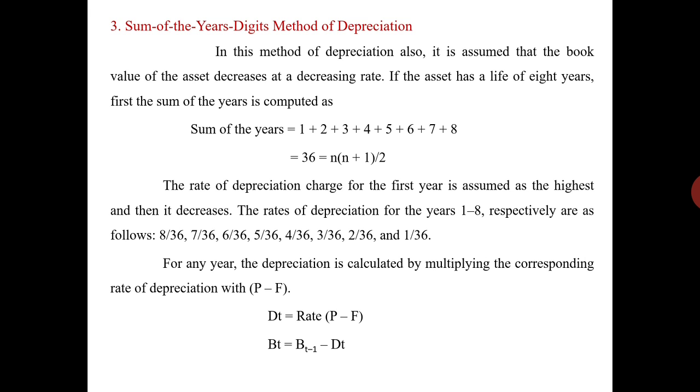The formula for the sum of year digit method is shown in the slide. dt equal to rate into p minus f. Rate is the rate of depreciation that is mentioned in the middle of the slide. The rate of depreciation for the years 1 to 8 respectively is as follows: 8 divided by 36, 7 divided by 36, likewise, in the last year 1 divided by 36. And also book value bt equal to bt minus 1 minus dt.